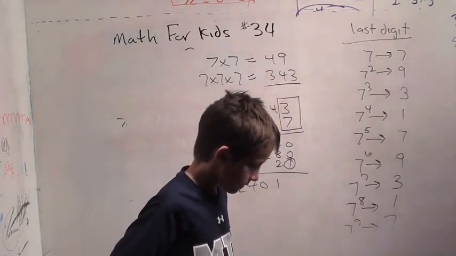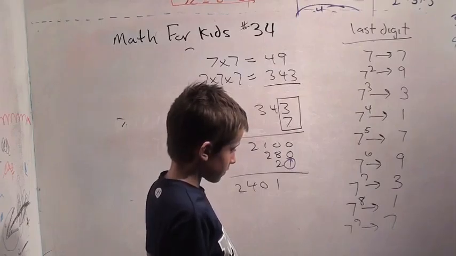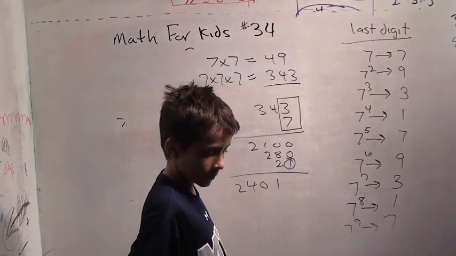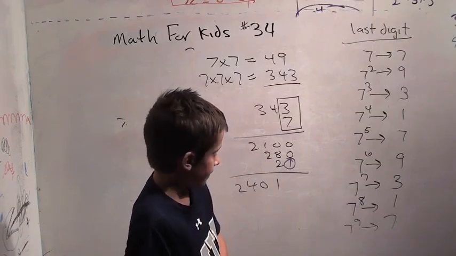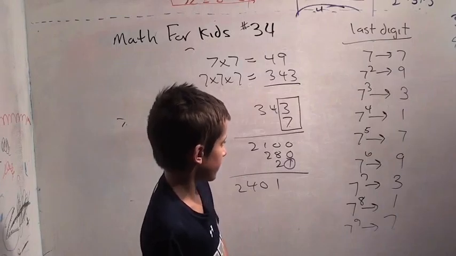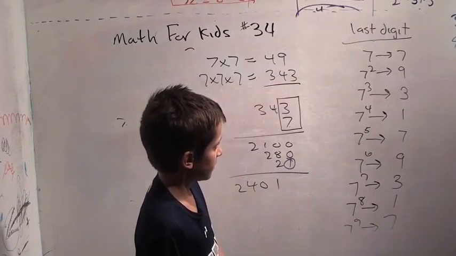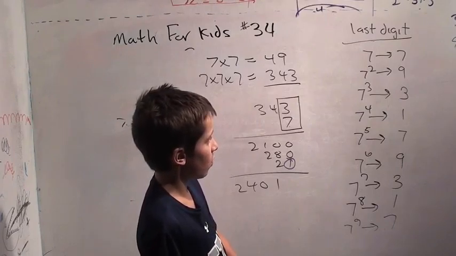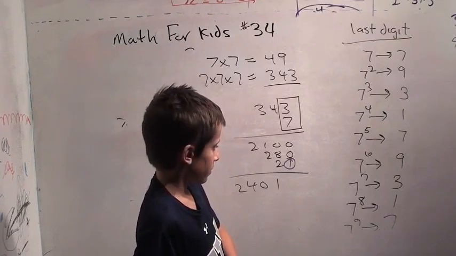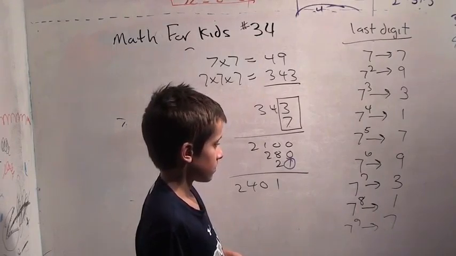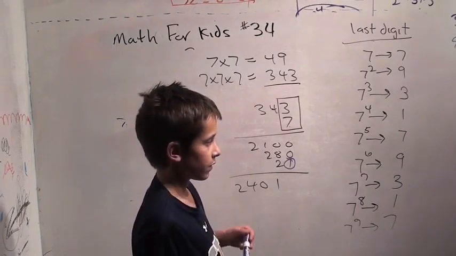Okay. So what's 100? Is 100 a multiple of 4? Yes. How do you know? It's 4 times 25. Very good. Okay. So every multiple of 4 is going to end in 1. Okay. Very good. So what's 7 to the 100th going to end in? A 1. Awesome.